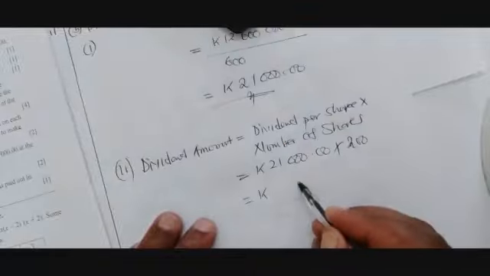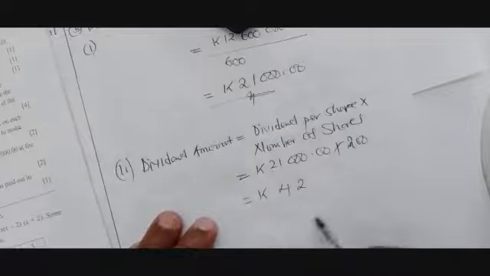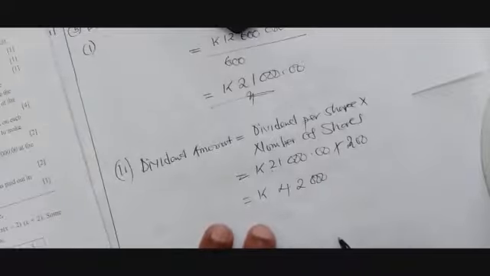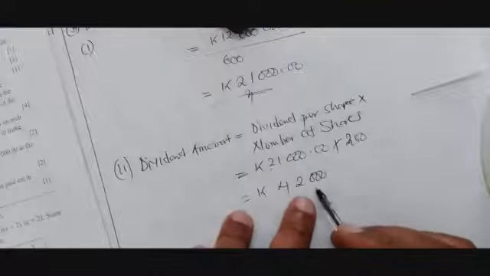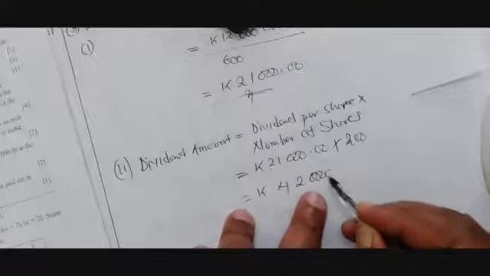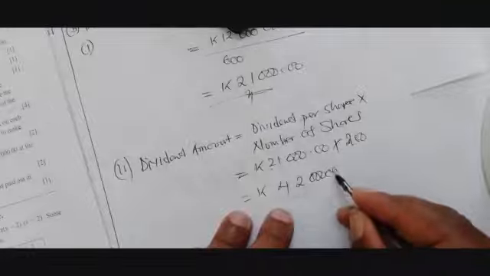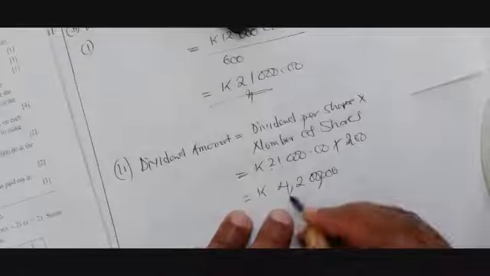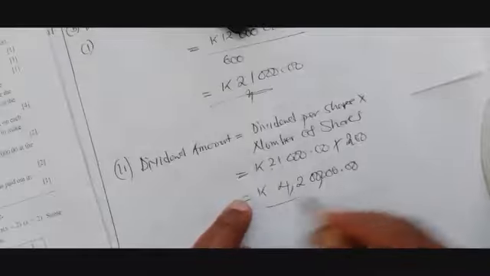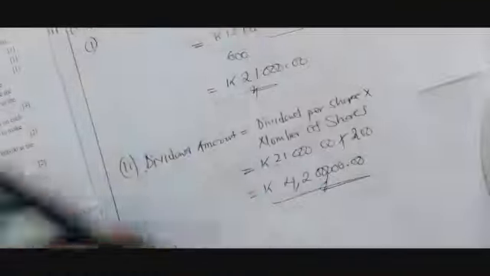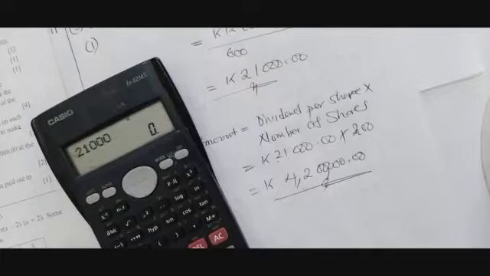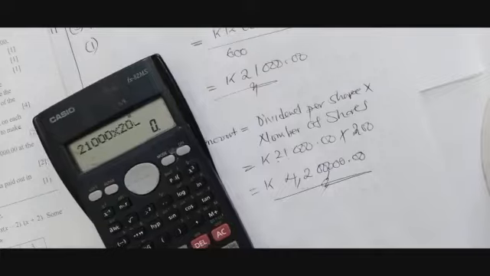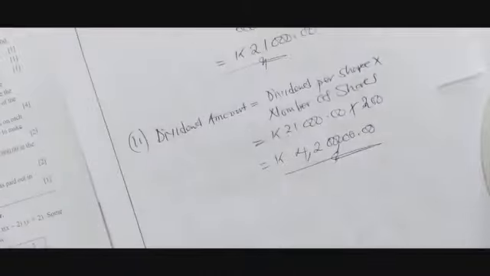2 by that is 4. So I've got 40. Take note, you have got 42,000 with these zeros. All right? So I've got 1, 2, 3 here. This is the amount, 4,200,000 kwacha, or use this, the 21,000 by 200. This is what we are going to get. All right. We are done with question 11. We go to question 12.